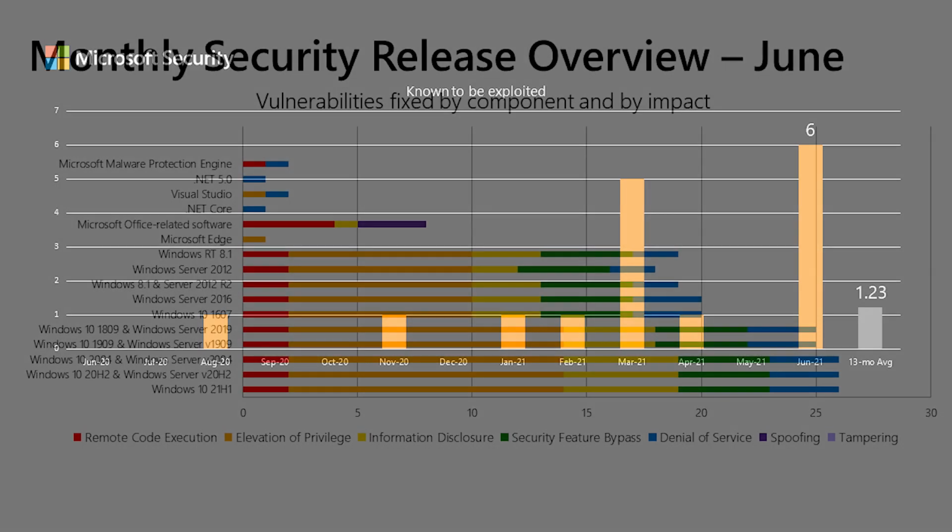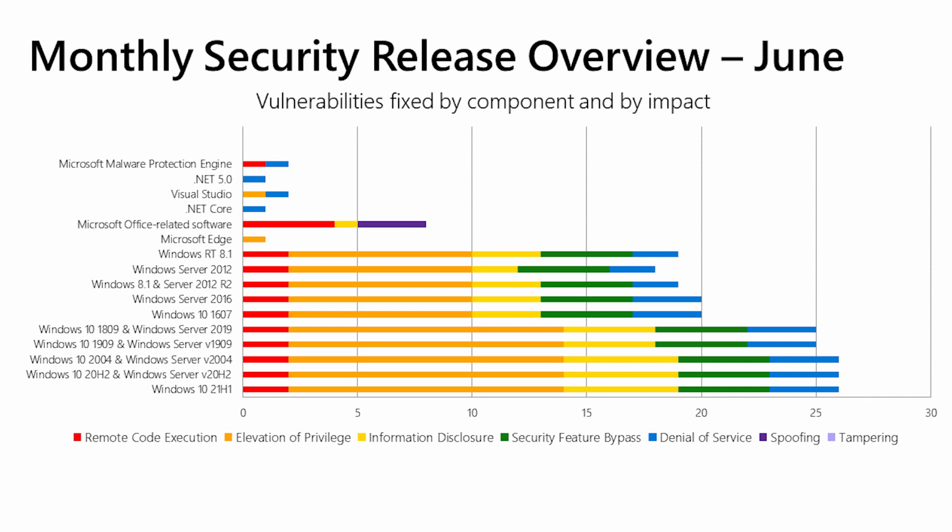When we look at the products themselves that are being addressed this month, as you can see in this chart, our Windows products are there at the bottom, and then products that we may not service every month are at the top. For example, the Malware Protection Engine, otherwise known as Defender. We have a couple vulnerabilities being addressed this month. We have .NET and .NET Core that make the list this month. Visual Studio has a small number of vulnerabilities. Office has a handful of vulnerabilities.